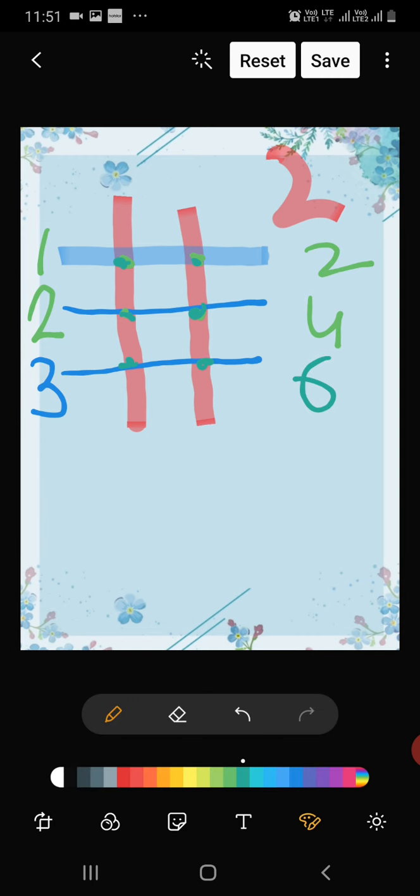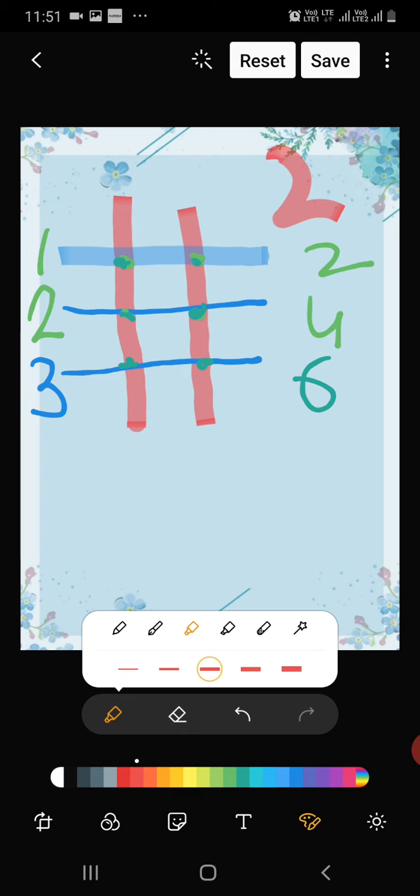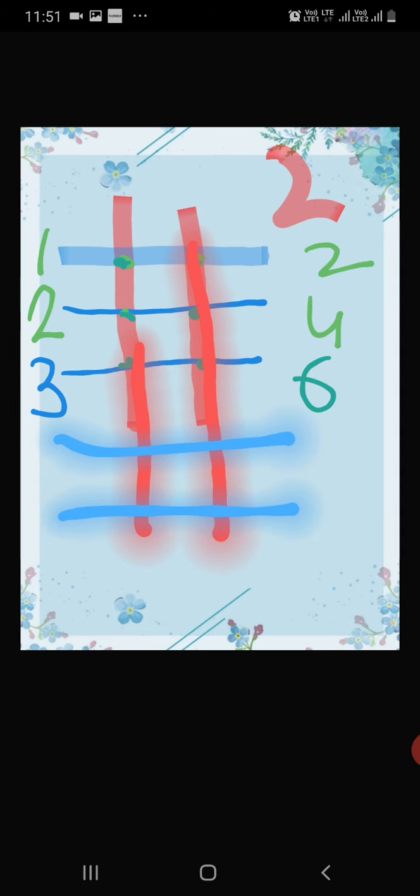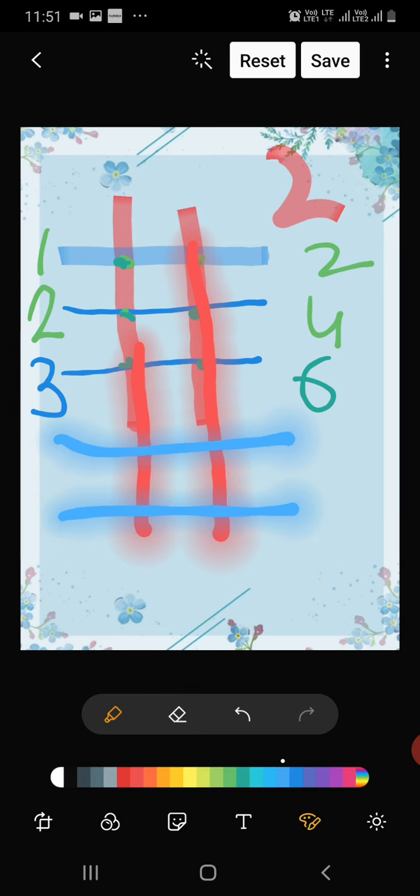In this manner we can continue this activity, right? If we enlarge this line, then we may continue this activity for 2 fours are, 2 fives are, 2 sixes are, and so on. So I hope you have understood.